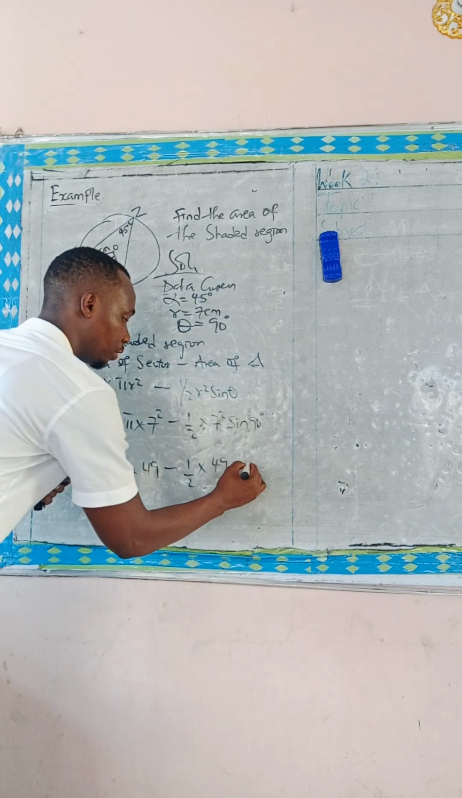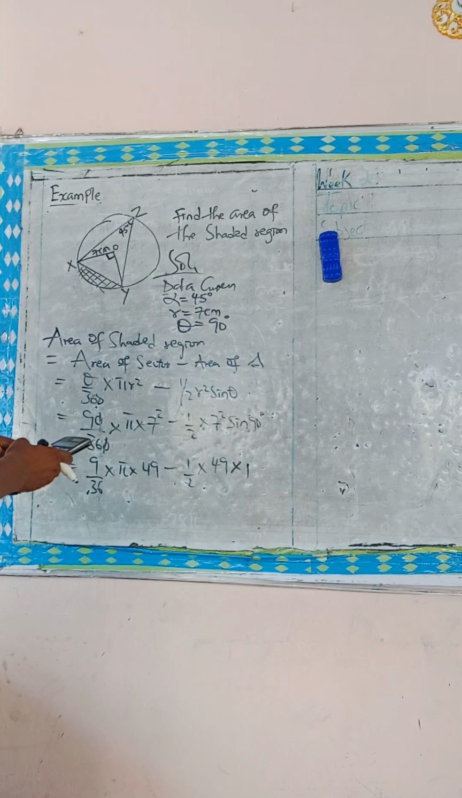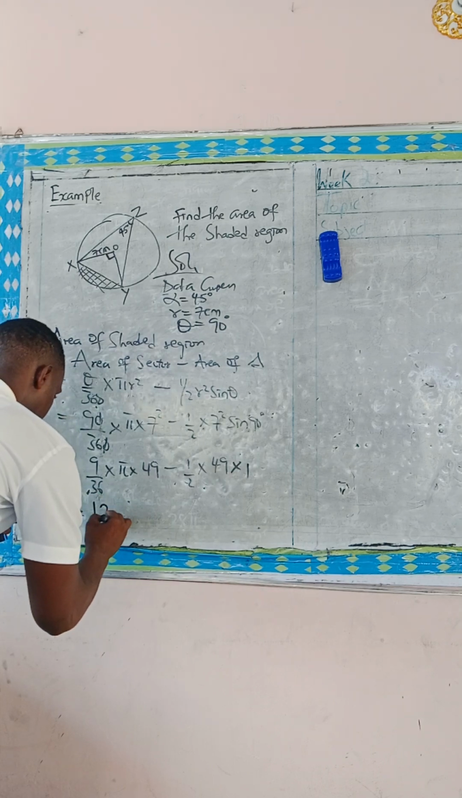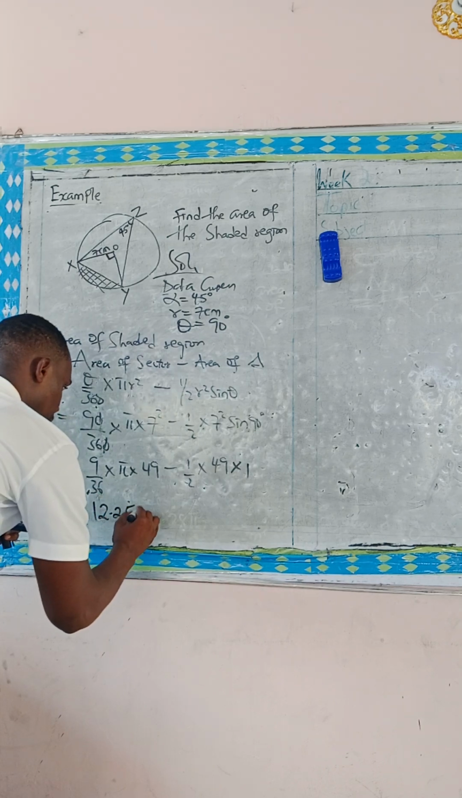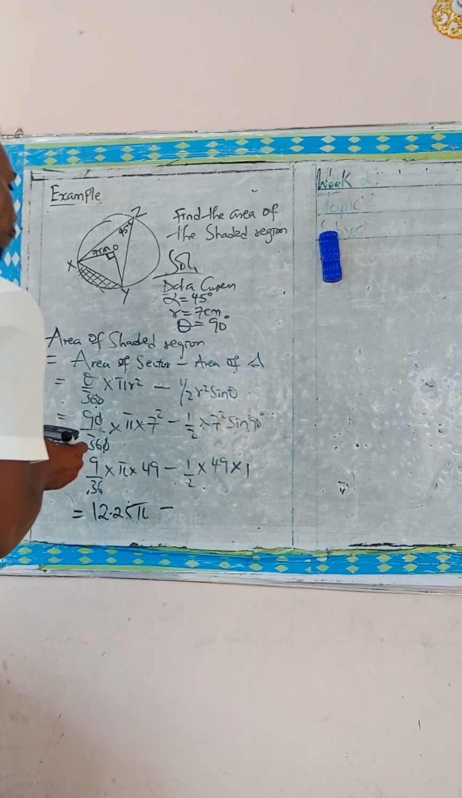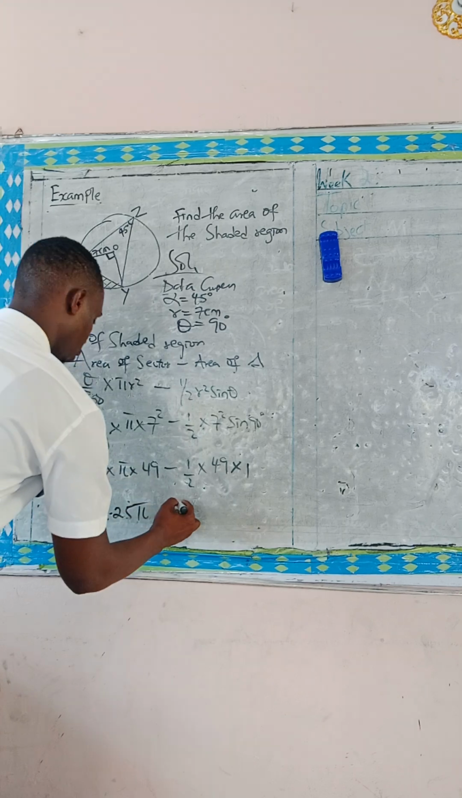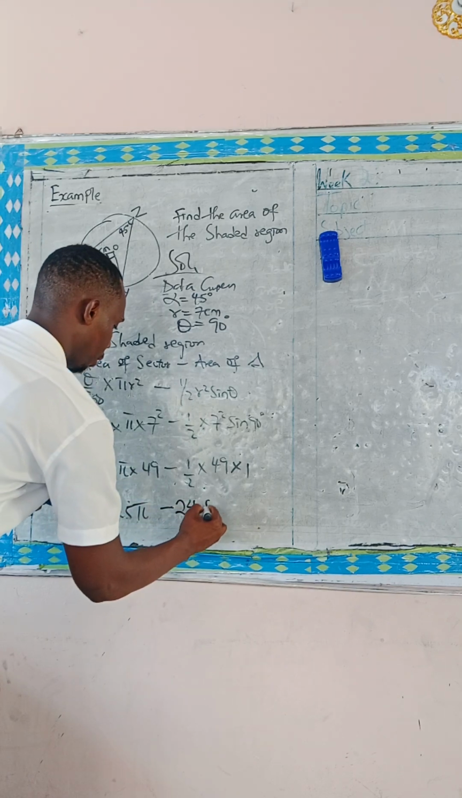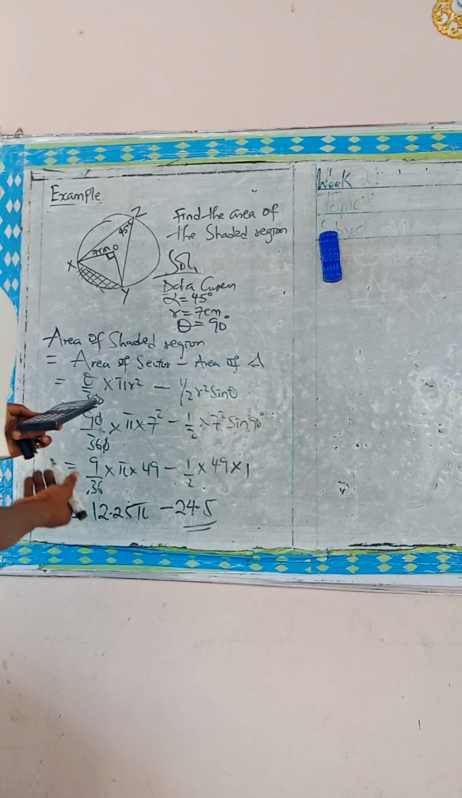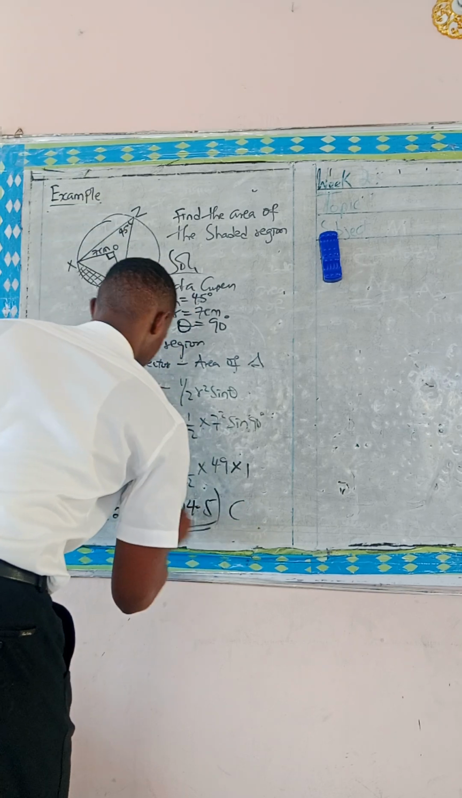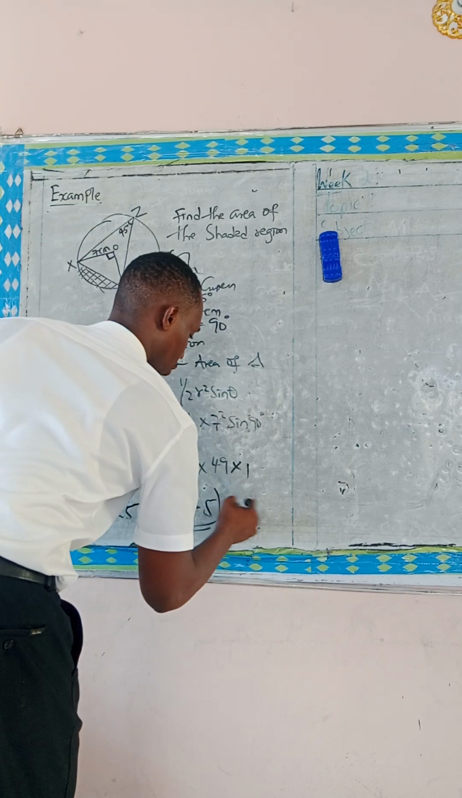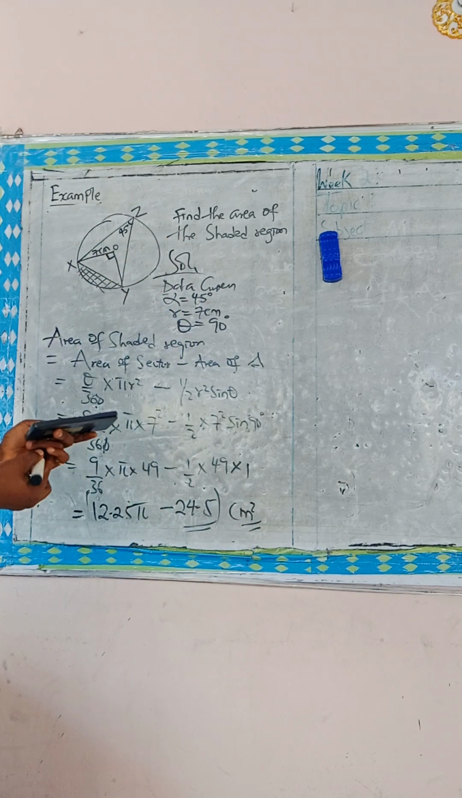So let me just put this as times 1. So 9 times 49 divided by 36 gives us 12.25 pi minus 49 divided by 2. And the answer is 24.5. And that is our final answer. So let me just put here the unit, cm squared. That's our final answer.